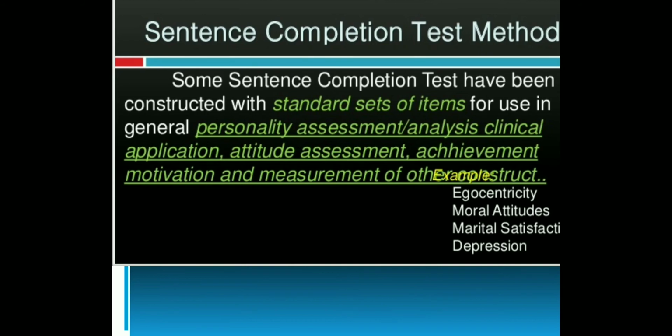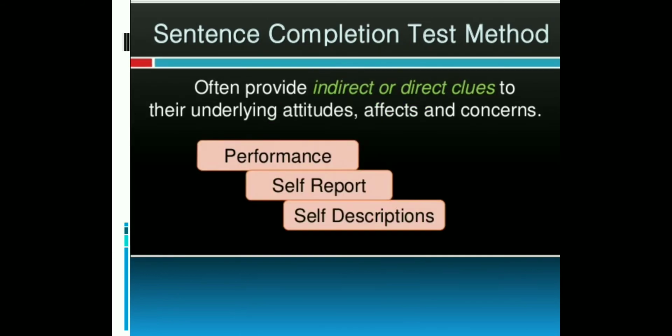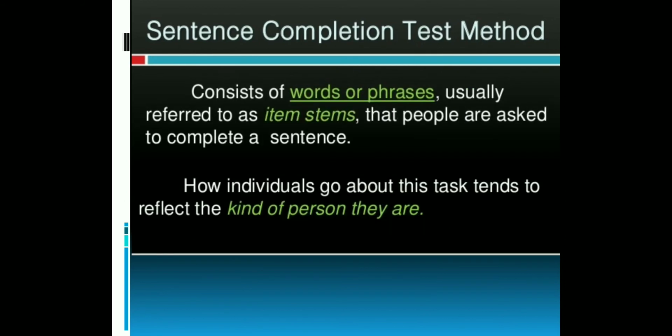Now students, the sentence completion test method has been constructed with a standard set of items for use in general personality assessment, analysis, clinical application, attitude assessment, etc. Right? We measure egocentricity, moral attitudes, marital satisfaction, depression. Now often these tests are indirect or have direct clues also to their underlying attitudes, affects and concerns. They show through our performance, self-report and self-description.